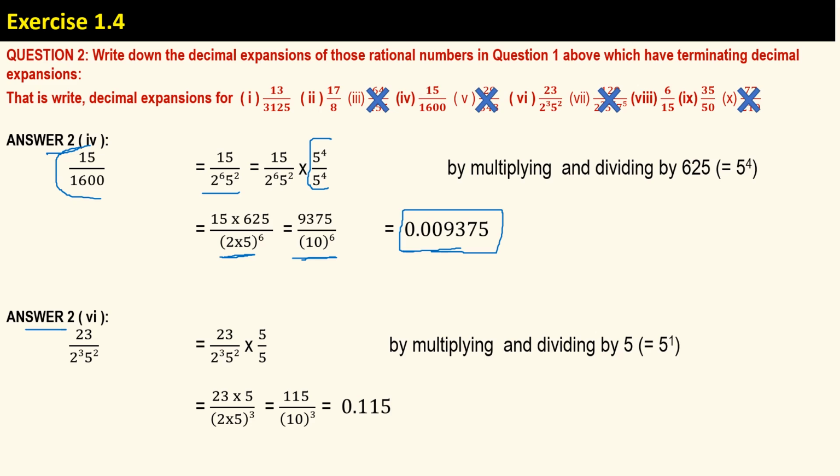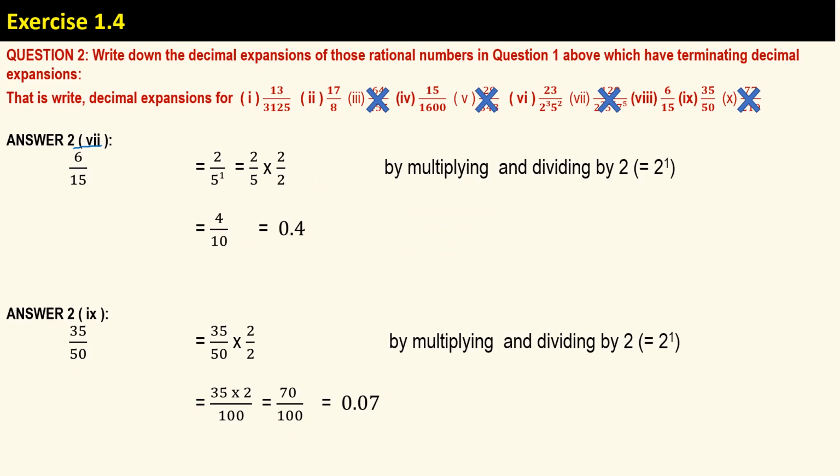The answer to part 6: the given number is 23 divided by 2 raised to power 3 multiplied by 5 raised to power 2. We multiply and divide this given number by 5, and we get 23 multiplied by 5 divided by 2 into 5 whole raised to power 3, which is equal to 115 divided by 1000, which is equal to 0.115, and that is the answer or the decimal expansion we are looking for.